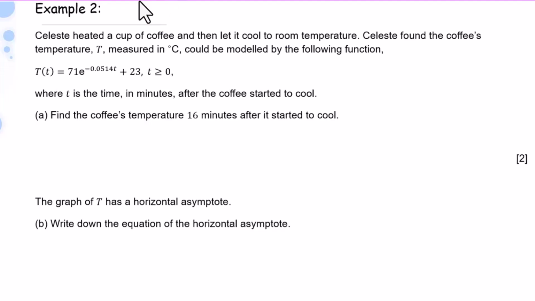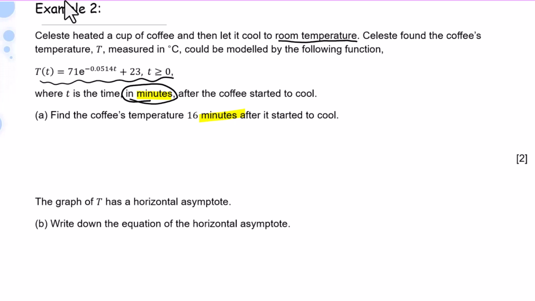Example 2. Celeste heated a cup of coffee and then let it cool to room temperature. Celeste found the coffee's temperature T, measured in Celsius, could be modeled by the following function, where T is the time in minutes. Pay more attention to the units. After the coffee started to cool, find the coffee's temperature 16 minutes after it started to cool. Check the units. Minutes.